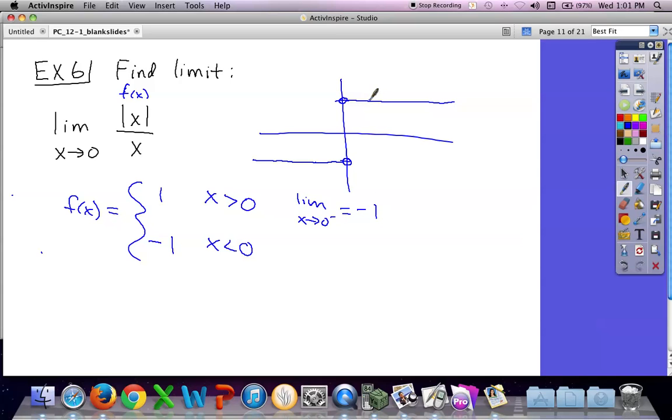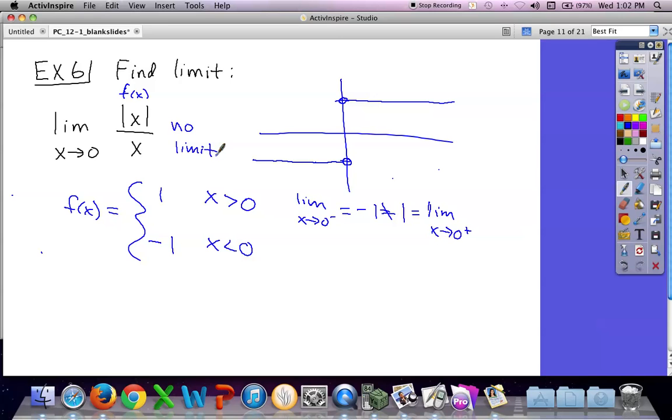How about up here? What's the limit of the function as x approaches 0 from the right? 1, right? So the limit as x approaches 0 from the right equals 1. And since those two do not equal each other, there is no limit. It goes back to the definition. In order for there to be a limit, they've got to be approaching the same value of y from the left or the right.